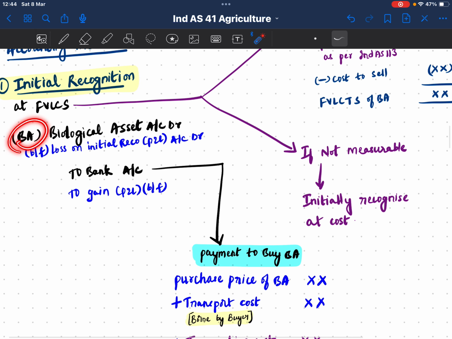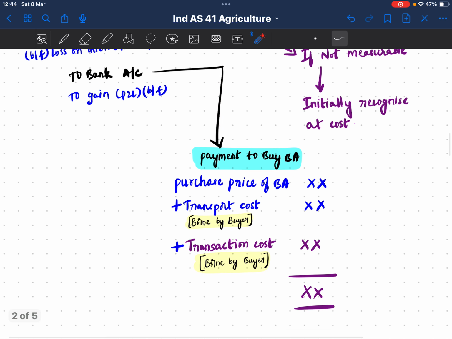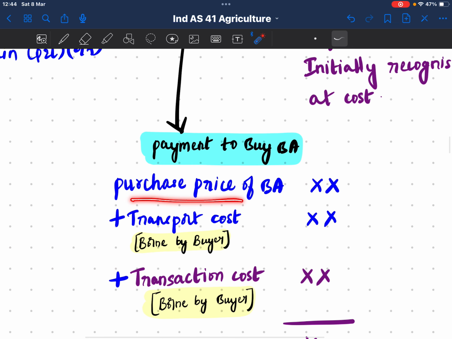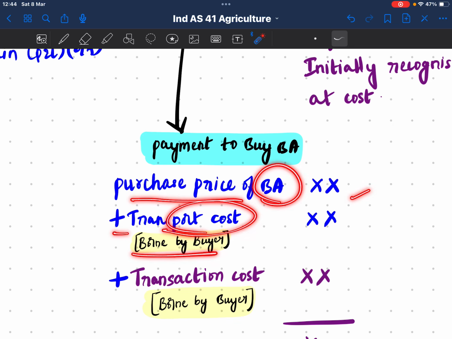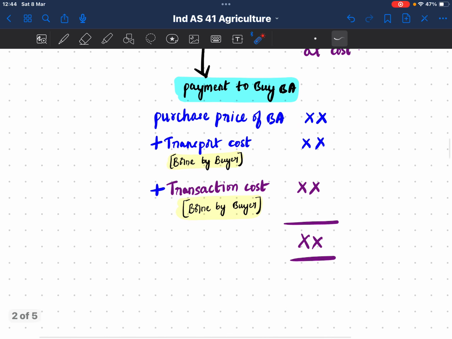The journal entry is biological asset account debit to bank. The balancing figure is either loss on recognition or gain on recognition. Calculation of payment to buy the biological asset: purchase price of the biological asset plus transportation cost borne by the buyer plus transaction cost, this is also borne by the buyer.